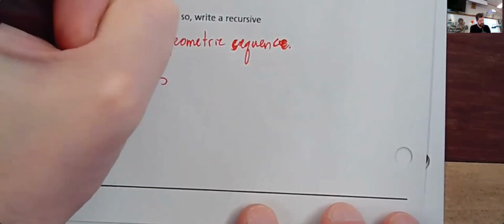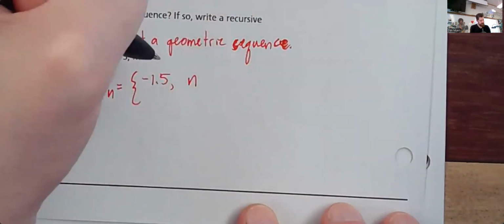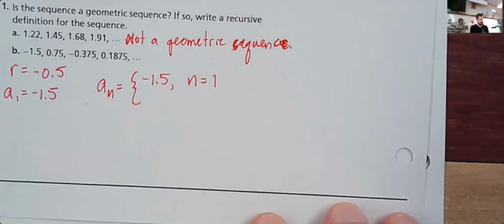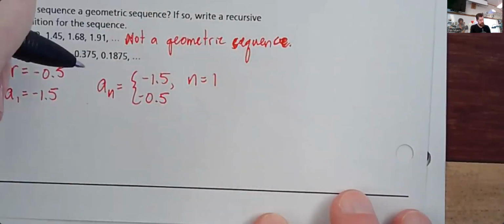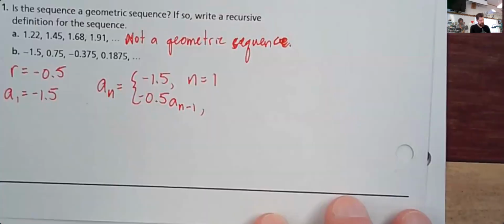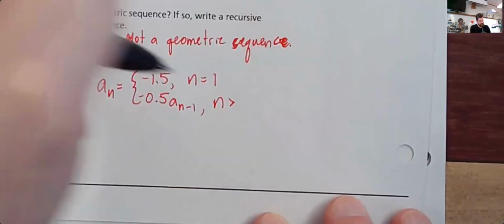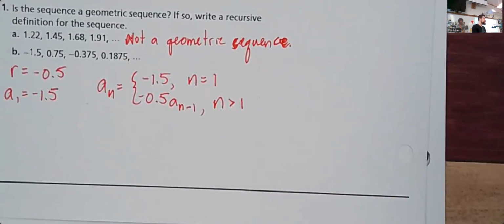Okay, comma. N equals 1. Okay, bottom row. Negative 0.5. Yep. A sub n minus 1, comma, n is greater than 1. Cool. All right, any questions here? So you just take that, plug it in.